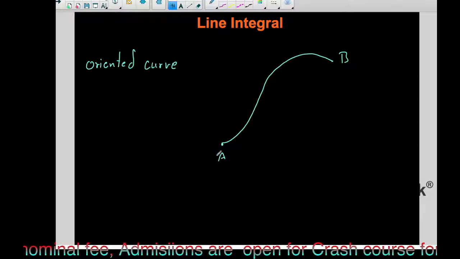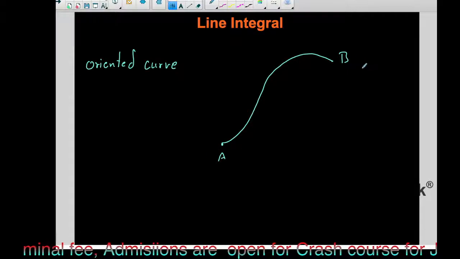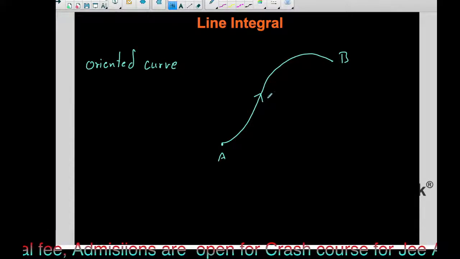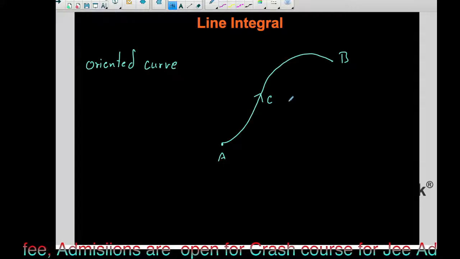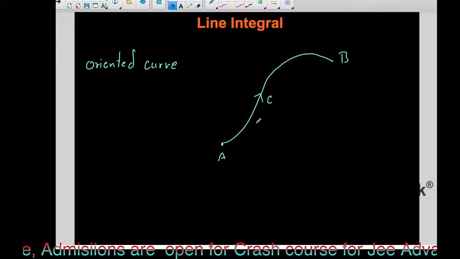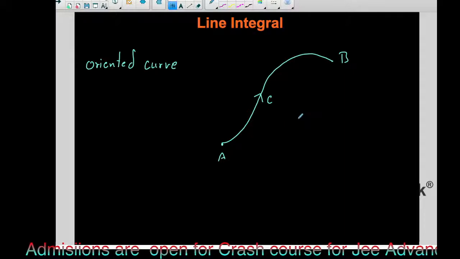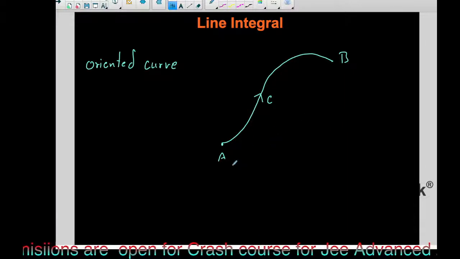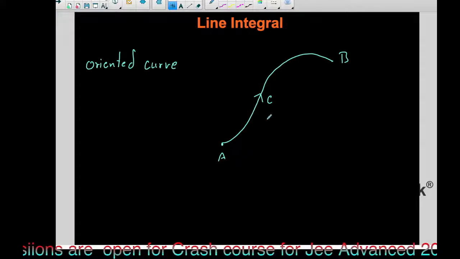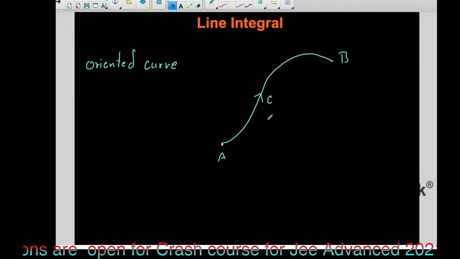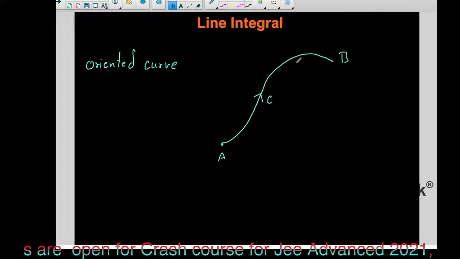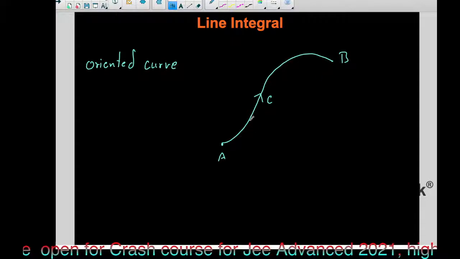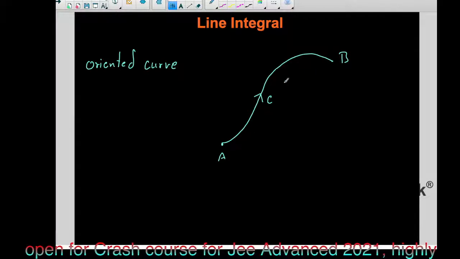Let the coordinates be x1, y1, z1 and x2, y2, z2, and we are going along this curve C in this direction, right? So let C be the curve in space from A to B. Such a curve is called oriented. It can be oriented by taking one of the two possible directions as positive. If the direction is from A to B and we consider it positive, you have to assume it positive.